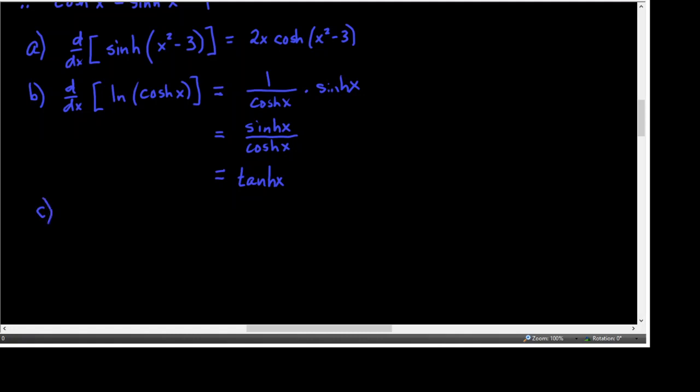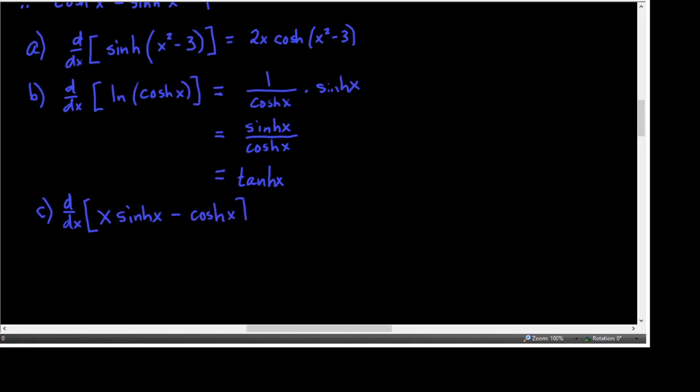Okay, so let's do another one. The derivative with respect to x of x times hyperbolic sine of x minus hyperbolic cosine of x.